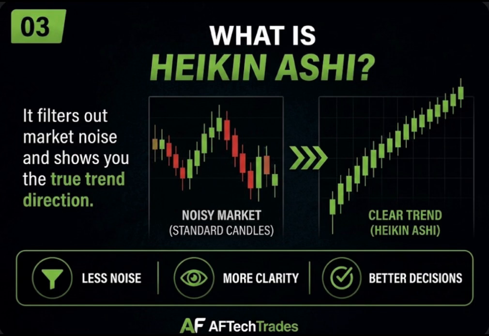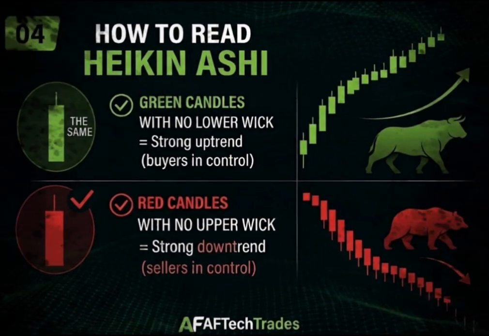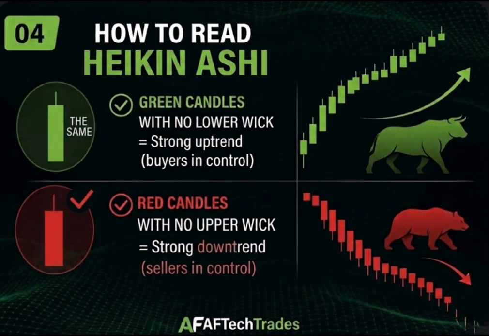Now here's how you read it. When you see green candles with little to no lower wick, that signals a strong uptrend. Buyers are in control and price is pushing higher with confidence. On the other hand, when you see red candles with little to no upper wick, that signals a strong downtrend. Sellers are in control and price is moving lower with momentum. So instead of guessing, you're simply following momentum.